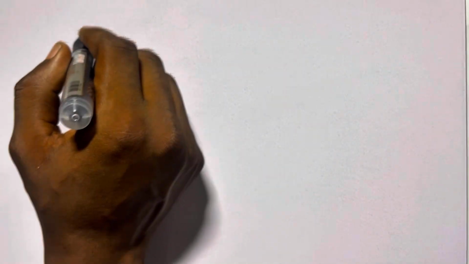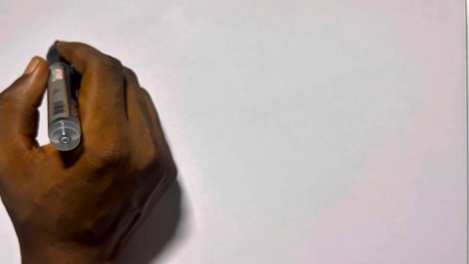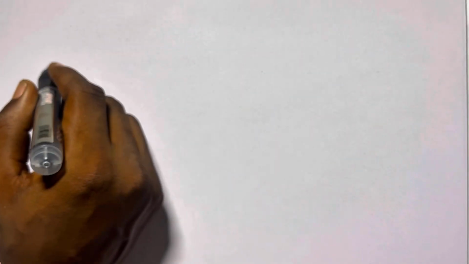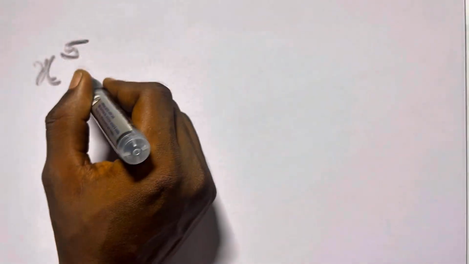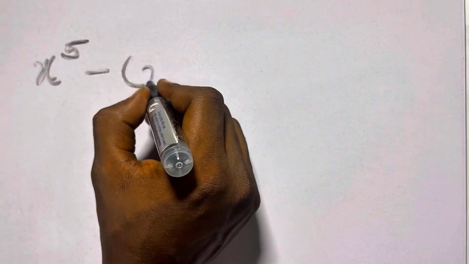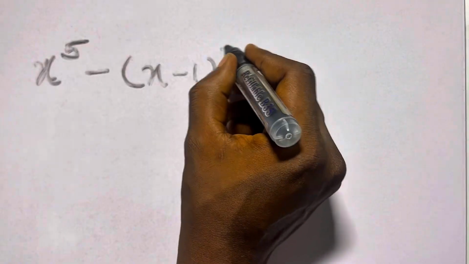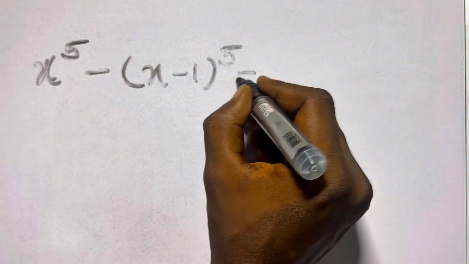Like I said, we look at the second factor, that is the difference of two fifth powers, which is x raised to power 5 minus x minus 1 raised to power 5 equals 0.